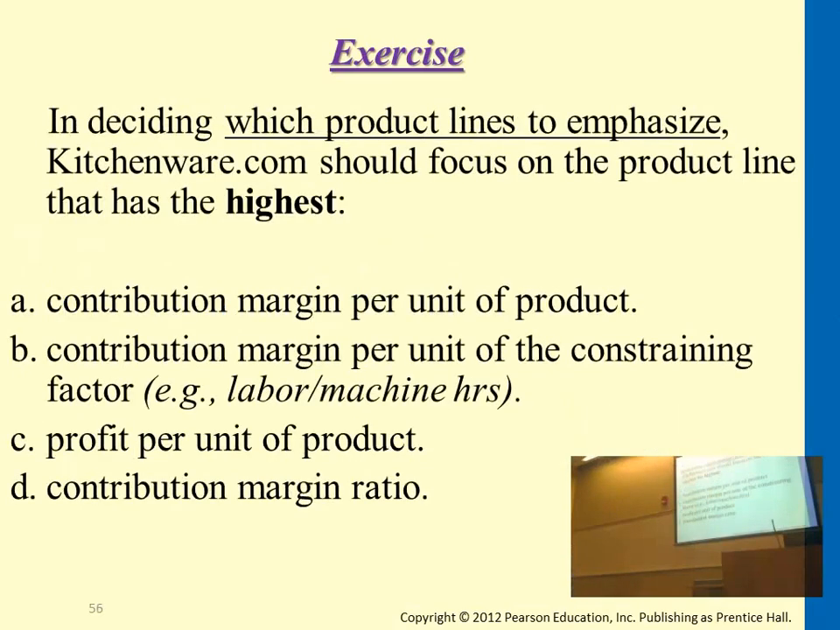Okay, deciding which product lines to emphasize, what is the decision rule here? What to emphasize? A is good, but not good enough. Contribution margin per unit of product is important, which one is high, but it's also important, remember, for each and every hour, how many products we're actually able to produce to provide customers.